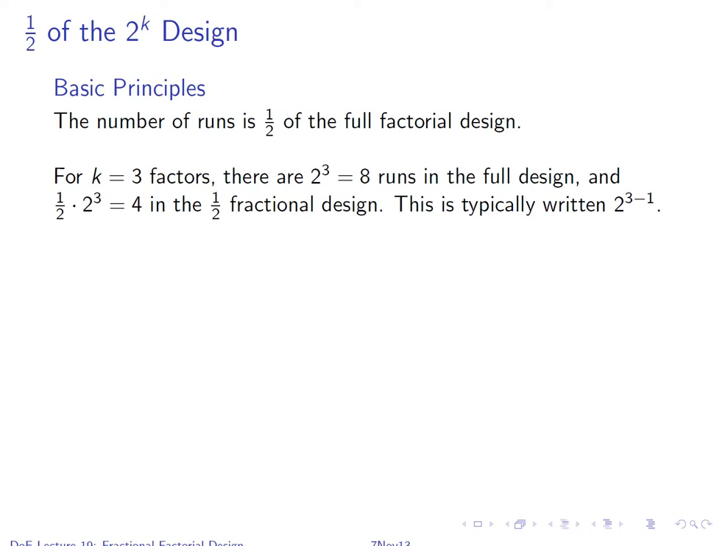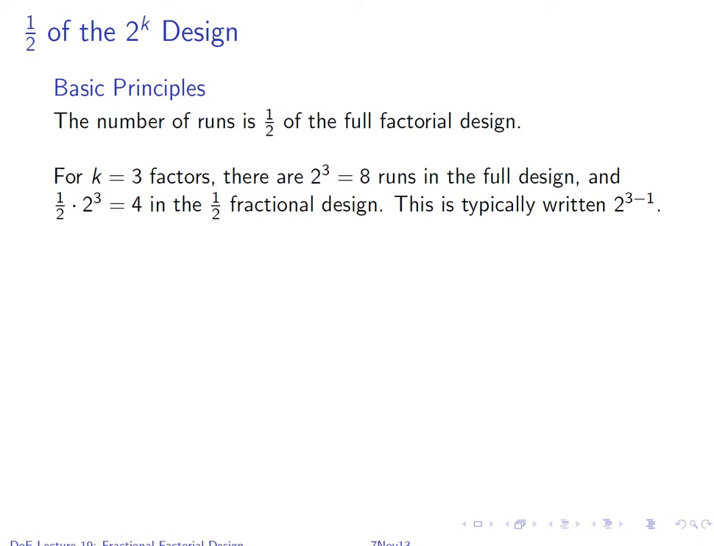The simplest is the 1/2 fraction. That is, it's 1/2 of the 2 to the k designs. And in a 1/2 fraction, there are 1/2 of the experimental runs in a full factorial design. So if there are 3 factors, each at 2 levels, there's 8 runs. In a 1/2 fraction, we have 4 experimental runs.